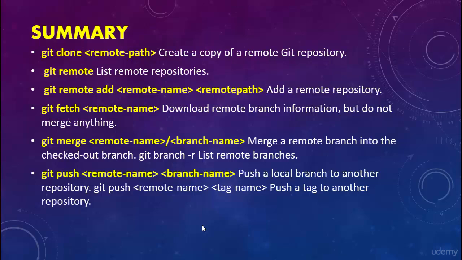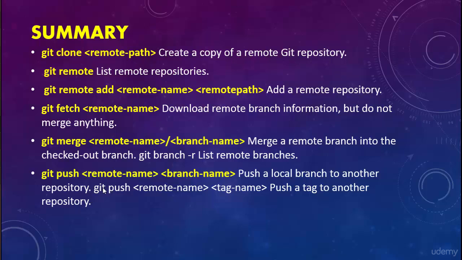Then you have the git push. If you want to push a local branch to another repository, you specify that particular branch name, and then you also tell which repository you want to push it to.